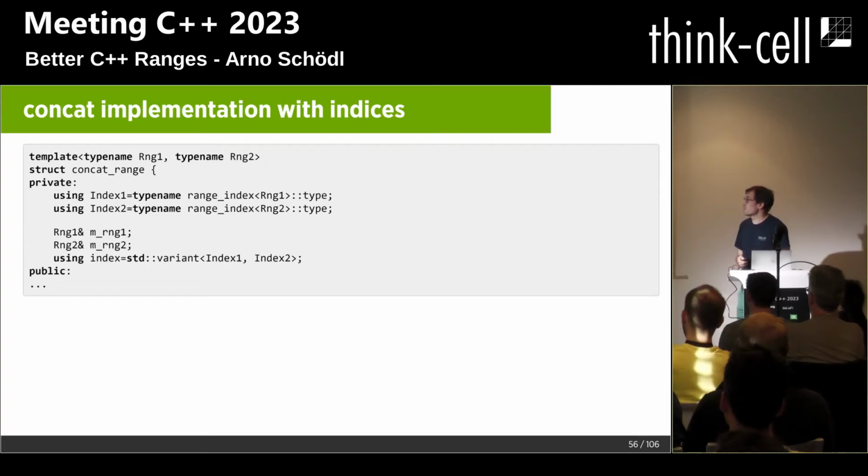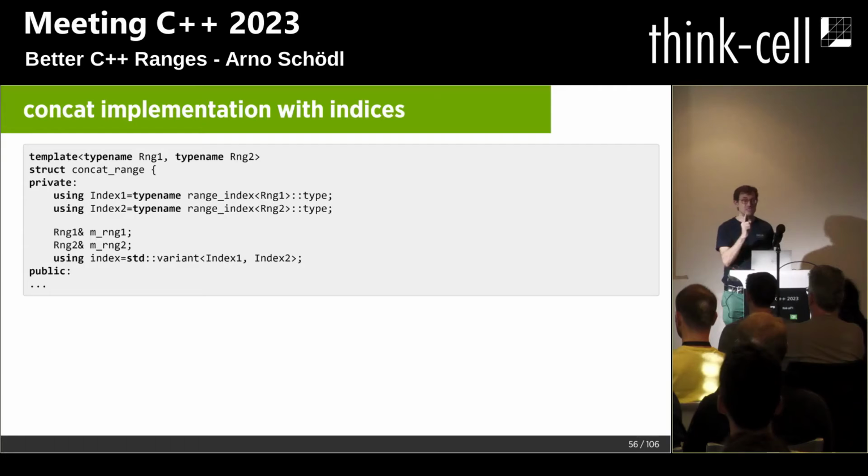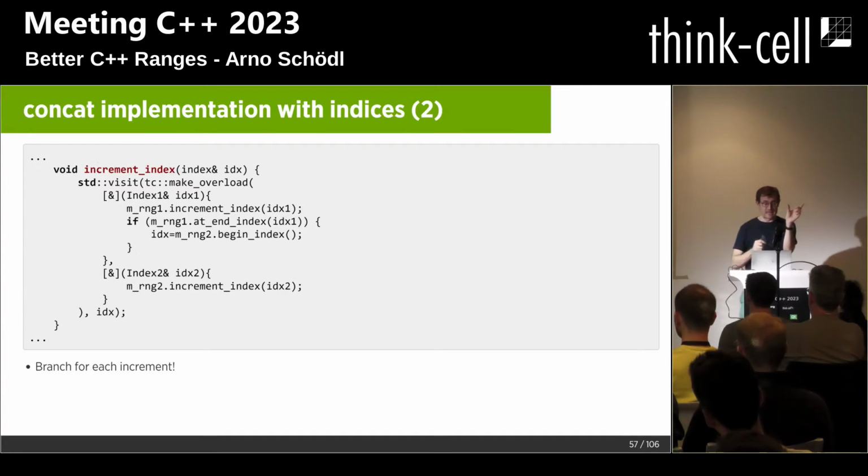So you have a concat range, and it basically has to carry around a variant of two indices. You have two subranges, you need to know where you are. You do need to say, I'm here or I'm there. Now, that means that every time you increment, and you don't remember anything, you get your increment, it's like, okay, where am I? Am I here? Okay, increment. Am I there? Okay, increment that guy. Different code for either case.